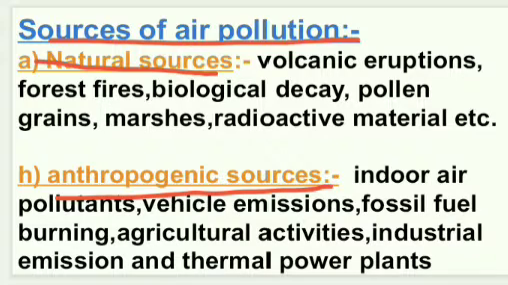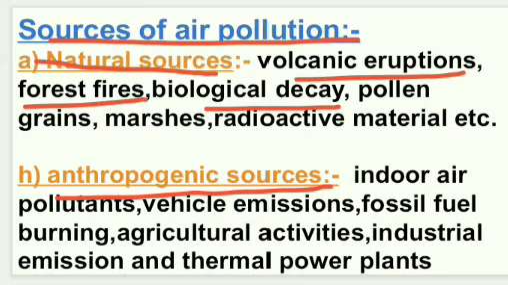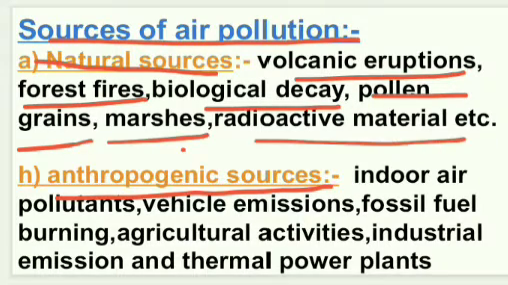Let us talk about natural sources first. Natural sources of air pollution are natural activities like volcanic eruptions, natural forest fires, biological decay which emits methane into the atmosphere, then pollen grains, marshes, and radioactive materials. So these are the natural sources of air pollution.